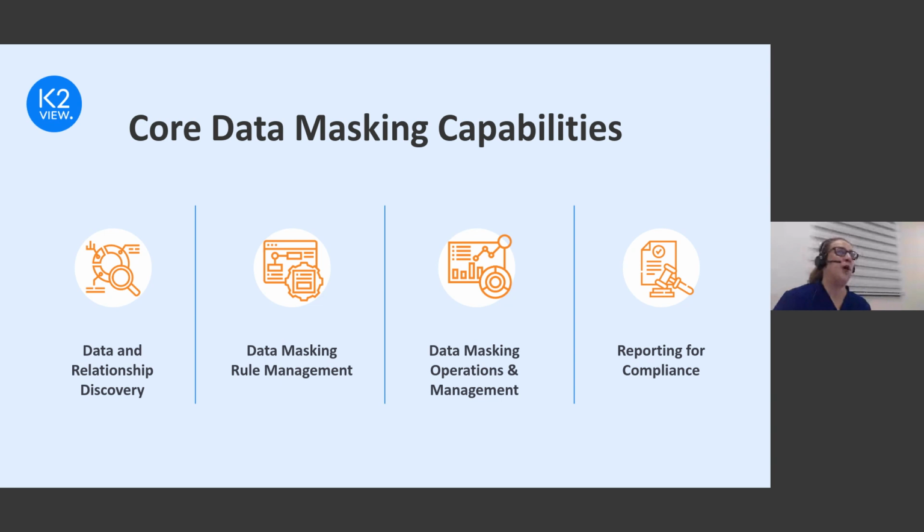Okay, so now we understand what data masking is, what the main use cases for data masking are, and what the main challenges of data masking are. In order to address these challenges and perform data masking properly, the data masking tools and solutions need to have the following group of capabilities. The first capability that I'm going to talk about is data and relationship discovery. The second group of capabilities is data masking rule management, how to set the data masking rules and how to deploy them, data masking operations and management, and then reporting for compliance.